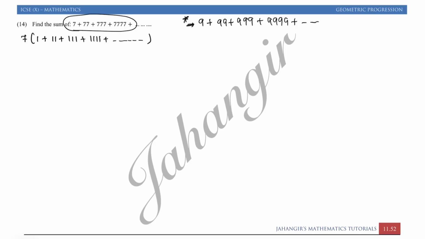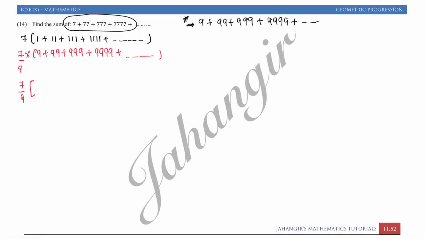Now if you multiply by 9 and divide by 9, what you will get is 7 into 9. The 9 in the denominator I can write here, and the 9 in the numerator I can multiply with the bracket: 9 plus 99 plus 999 plus 9999 plus dot dot dot up to n terms. Dot dot dot represents that it's going on till the nth term. So here I can write 7 by 9.